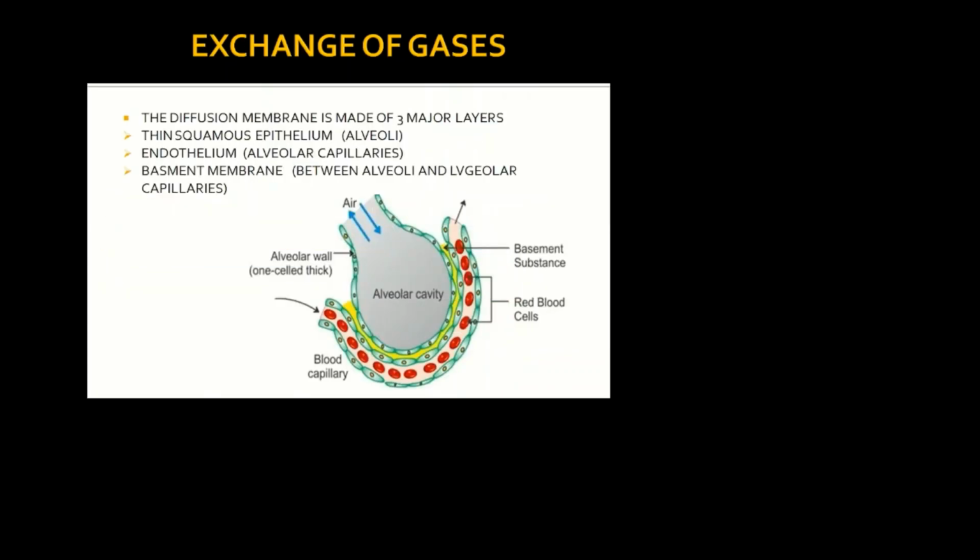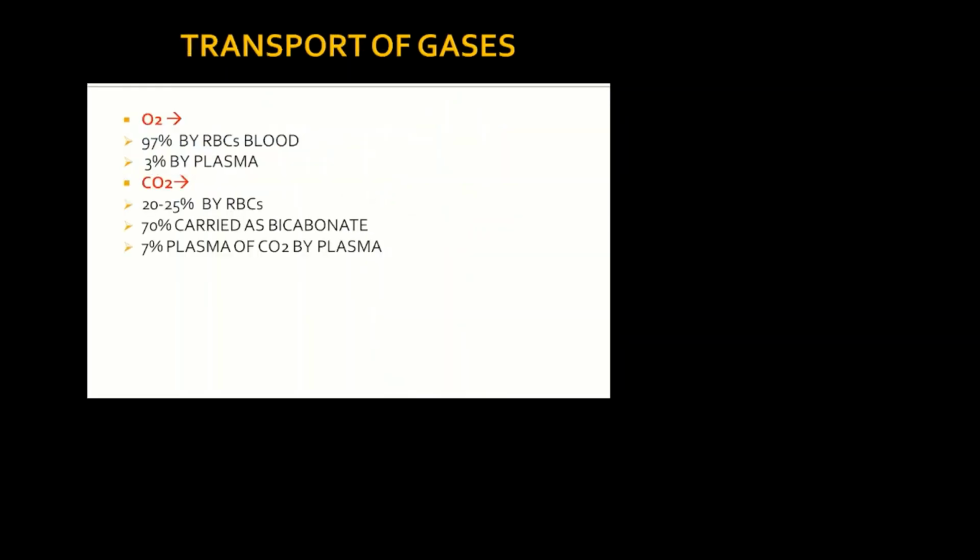So the diffusion membrane is made up of three major layers. The diffusion membrane is present in the lungs, okay, so don't get confused with tissues and stuff. The diffusion membrane is made of three layers. Thin squamous epithelium, which is present in the alveoli, then the basement membrane, which is present between the alveoli and alveolar capillaries. Endothelium will be the tissue used in alveolar capillaries.